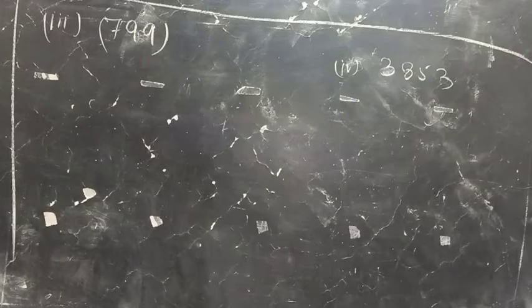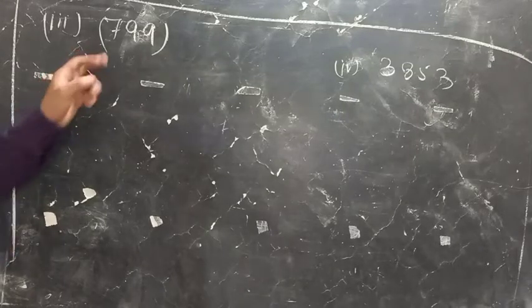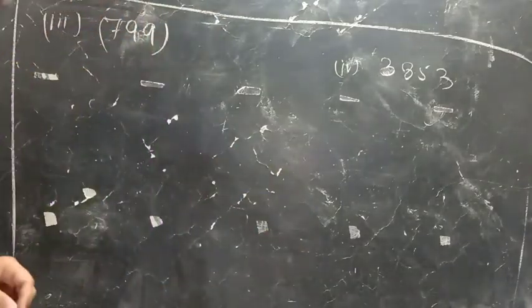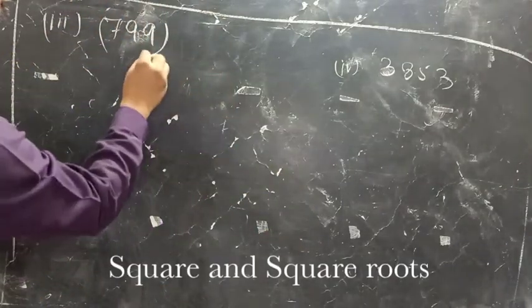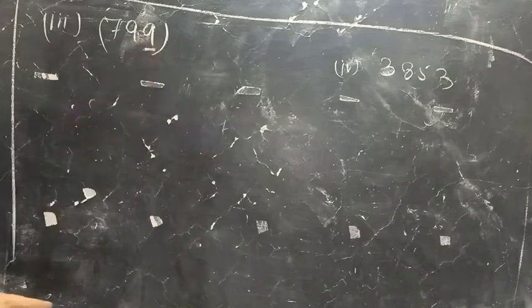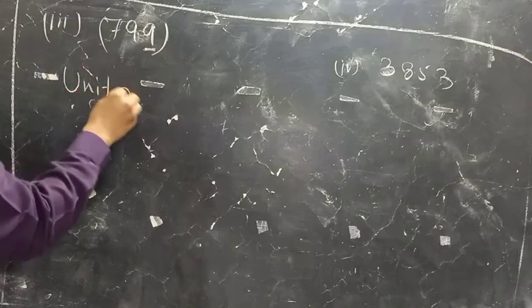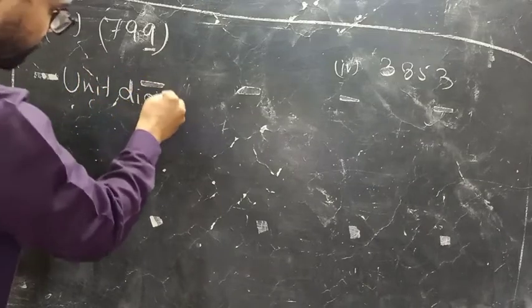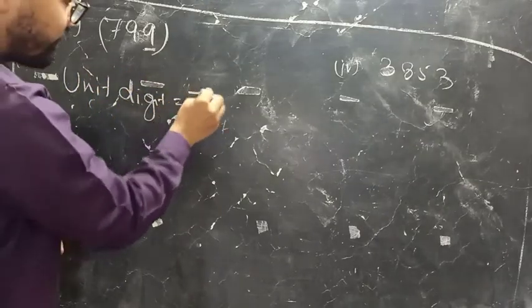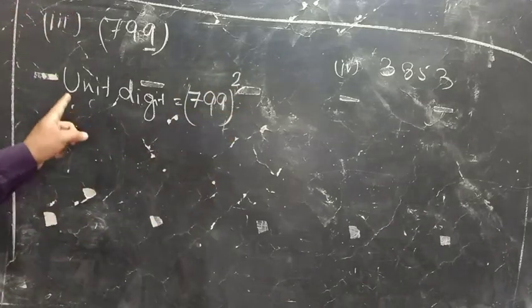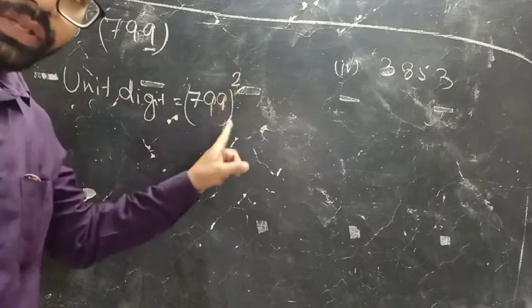Now let's take another example. 799. We need to calculate the unit digit of the square of 799. Again, we need to observe this 9. Unit digit of 799, square of 799.